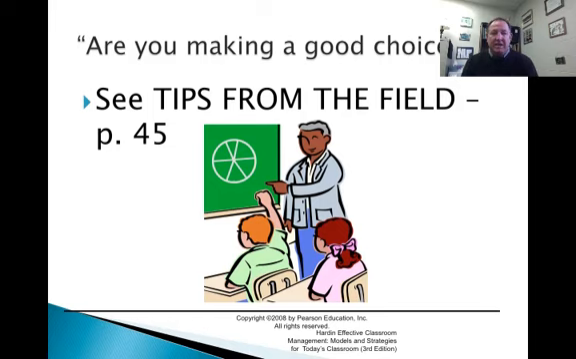You might want to stop and look at the tips from the field on page 45 in the text. Some interesting points. Have you ever heard a teacher say to a certain student, "Johnny, are you making a good choice with what you're just doing there?" Because it's teaching the student to self-evaluate their behavior. And that's an important process in their development.